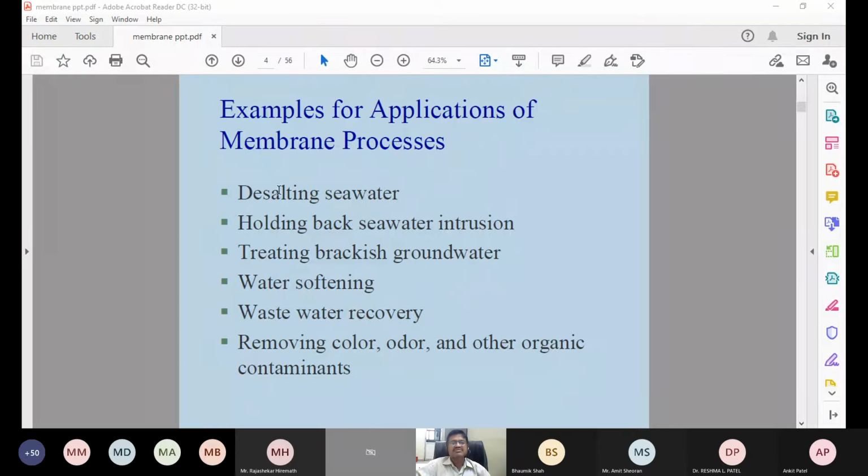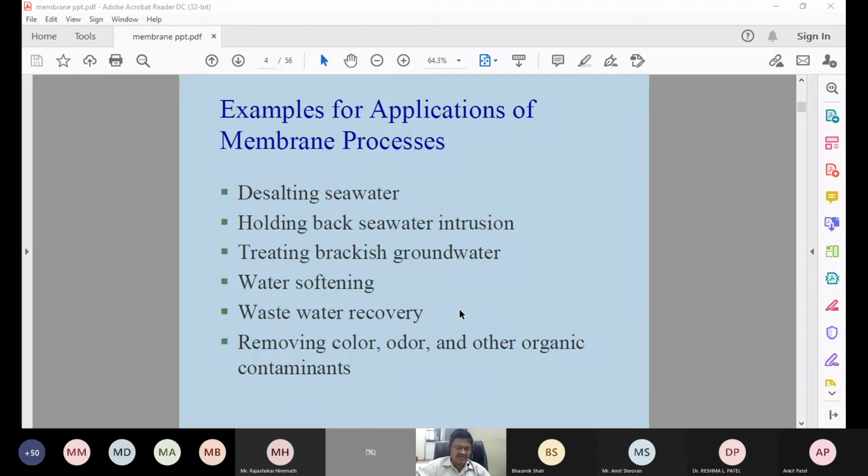So that is about water. In water, these are the decisions we have to take about which type of membrane to use. Now we'll see wastewater also. In wastewater, where we want recovery of something, we can use these membrane processes. If we want to remove organic contaminants, or remove color and odor, there also we can use them.